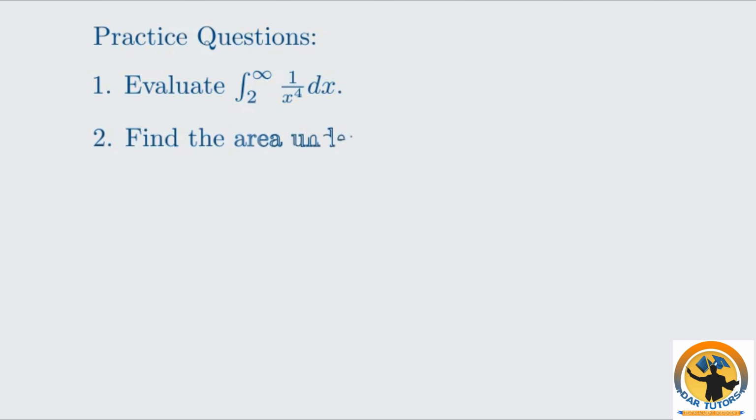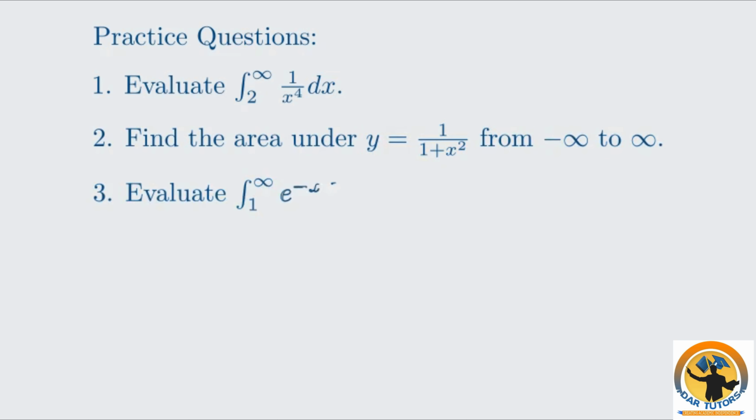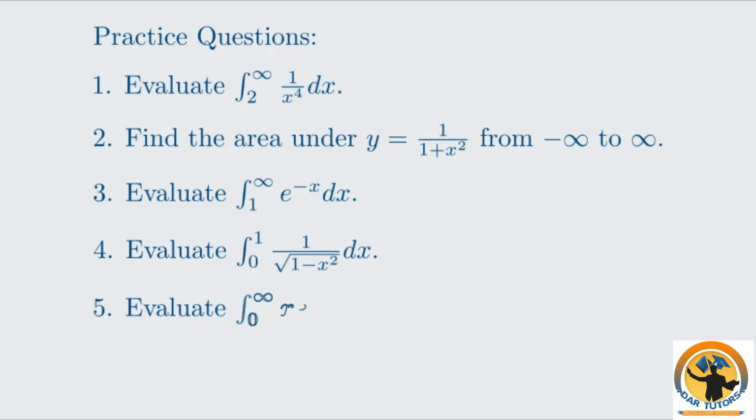Question 1 asks you to evaluate the integral from 2 to infinity of 1 over x to the 4th dx. Question 2 asks for the area under the curve y equals 1 over 1 plus x squared from negative infinity to infinity. Question 3 is the integral from 1 to infinity of e to the negative x dx. Question 4 is the integral from 0 to 1 of 1 over the square root of 1 minus x squared dx. And question 5 is the integral from 0 to infinity of x e to the negative x dx.